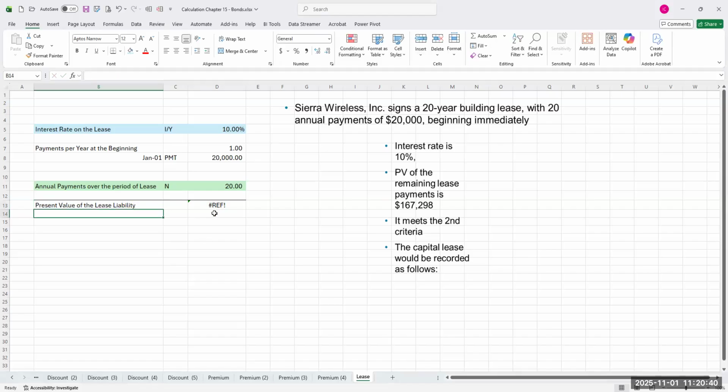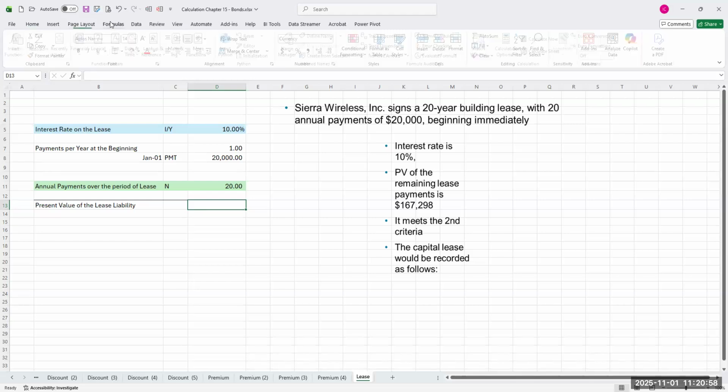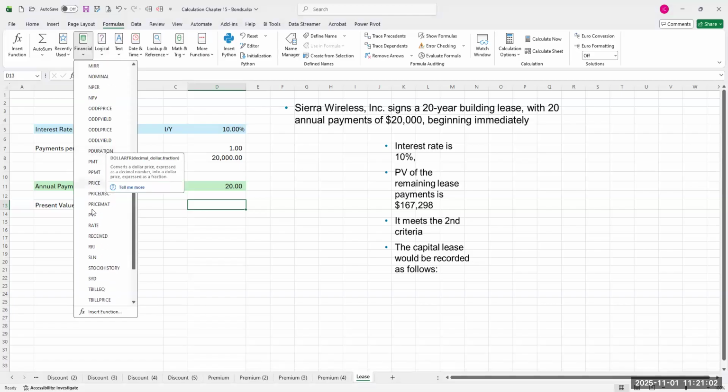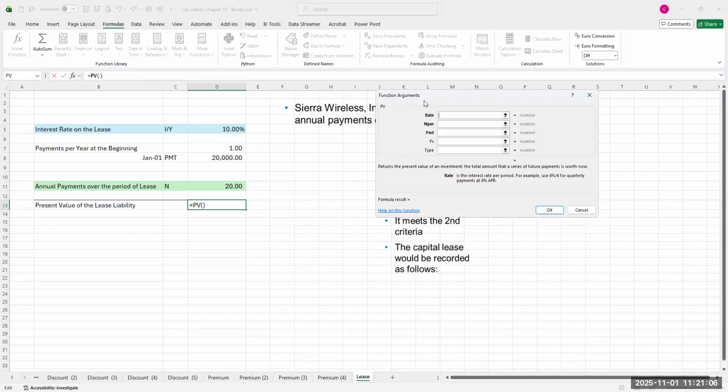At the end, what do we have to pay? We have to pay $20,000, 20 times, and the interest rate is 10%. That's what we have to pay. So now let's go to the present value formula. Going to Formulas, Financial, scroll down to the present value, PV. And now we start plugging in the information.